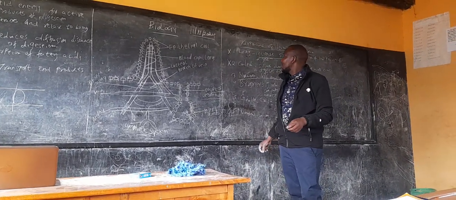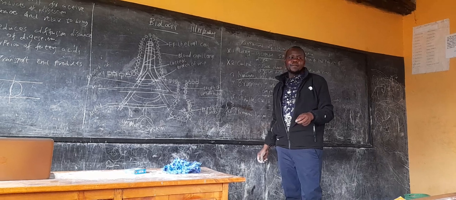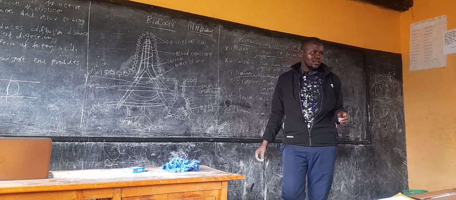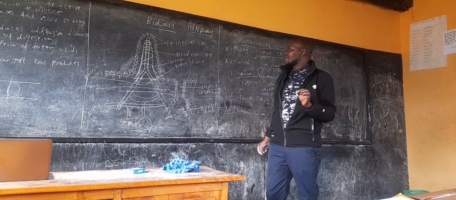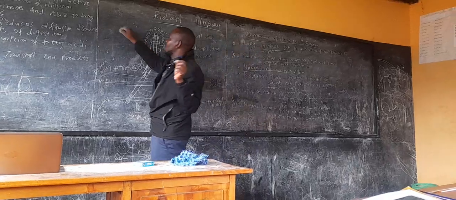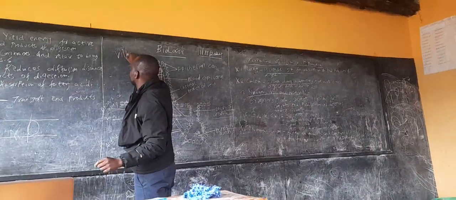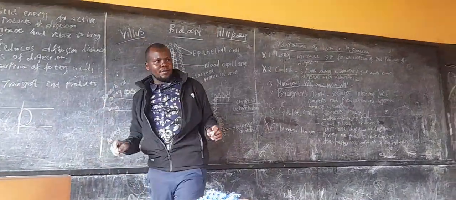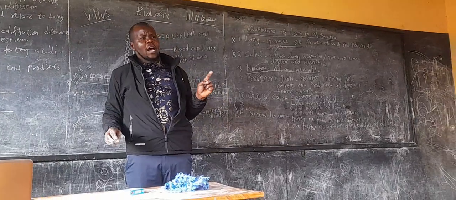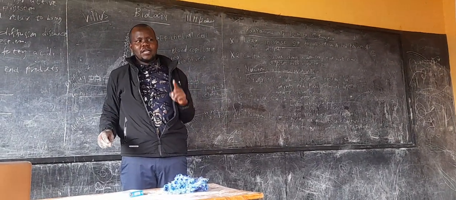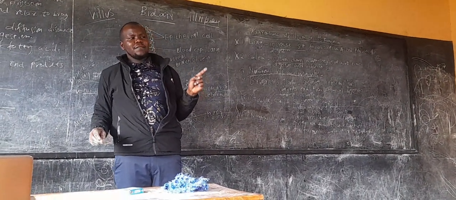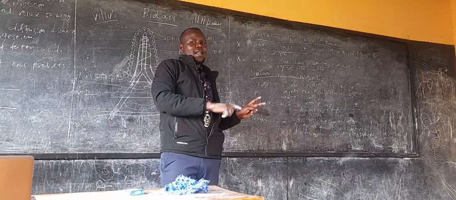We are now discussing the adaptation of what? Villus, of the villi. The previous discussion was about the adaptation of the ileum. Then we have villus and villi. Understand the difference? What is the difference between a villus and villi?